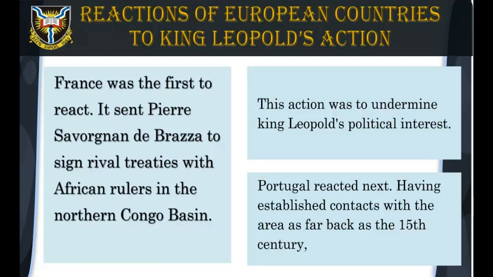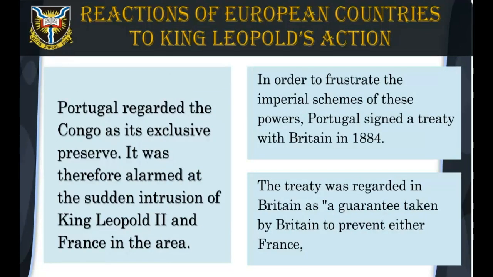Portugal reacted next, having established contact with the area as far back as the 15th century. Portugal regarded the Congo as its exclusive preserve. It was therefore alarmed at the sudden intrusion of King Leopold II and France in the area.